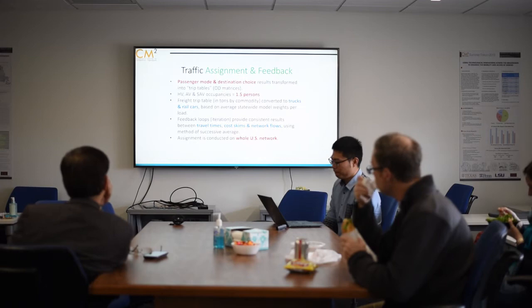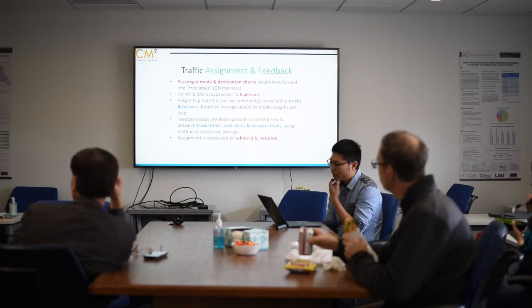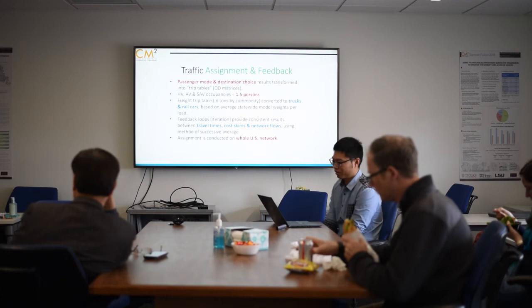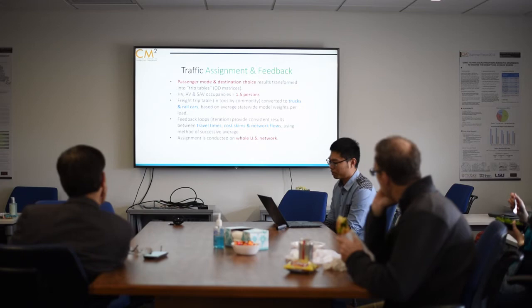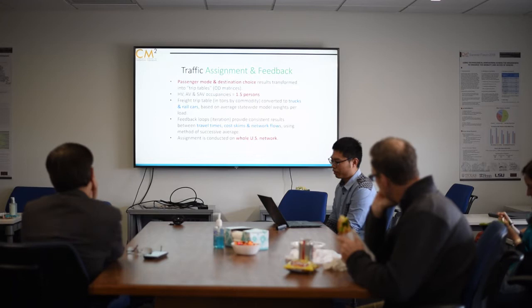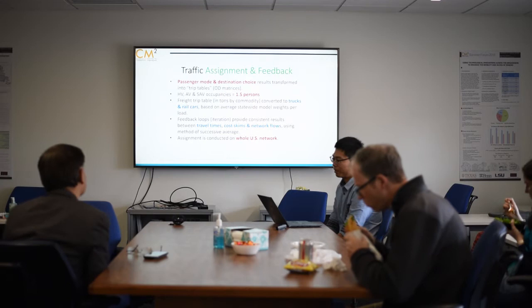We use the same vehicle occupancies for human-driven vehicles, autonomous vehicles, and shared autonomous vehicles, like 1.5 vehicle occupancy for human-driven and autonomous vehicles, which is very common. We also use shared autonomous vehicles, because there are usually more occupants in shared autonomous vehicles, but we also have empty vehicles because they need to travel in the city network to pick up and drop off passengers.